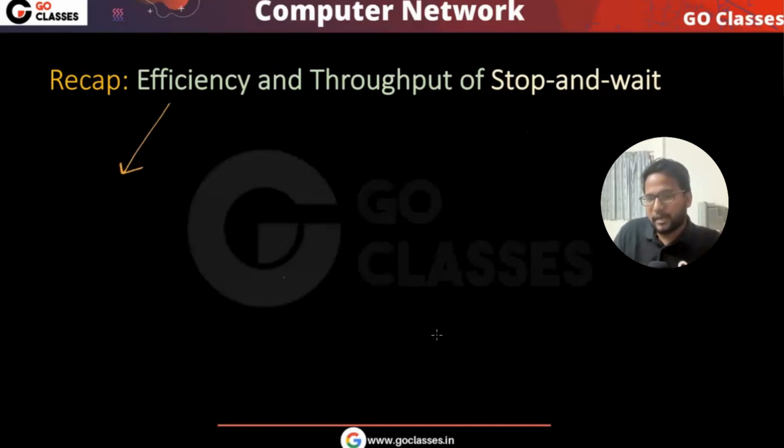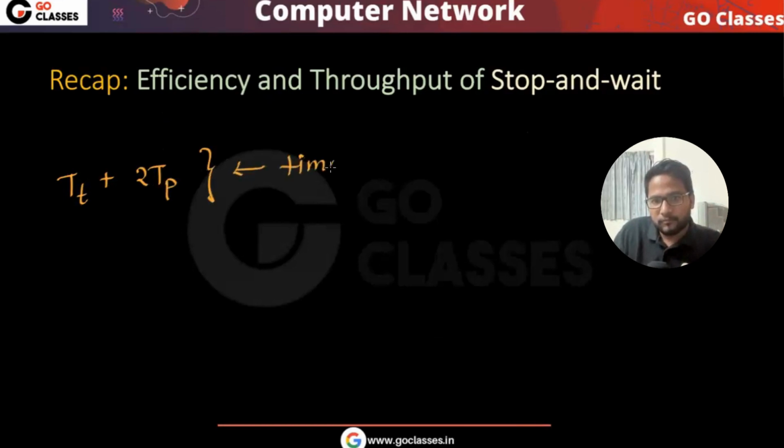I'm talking about the stop and wait protocol. So here in this protocol, and in the other protocols we will see, we have some time in our hand. Can you tell me what is the time that we have in our hand? Let me write TT plus 2TP. That is the time in our hand, which we also call RTT.